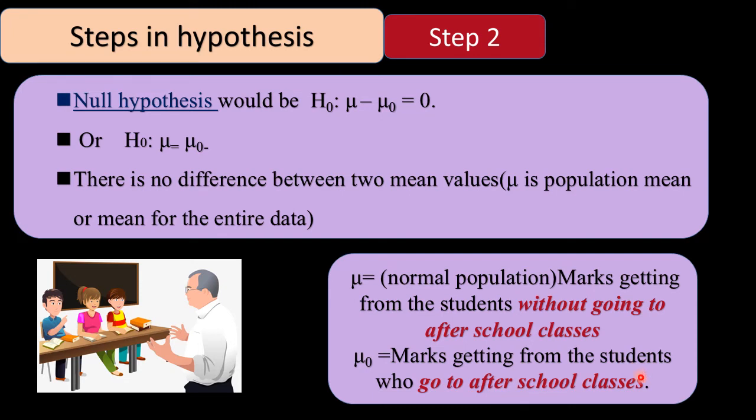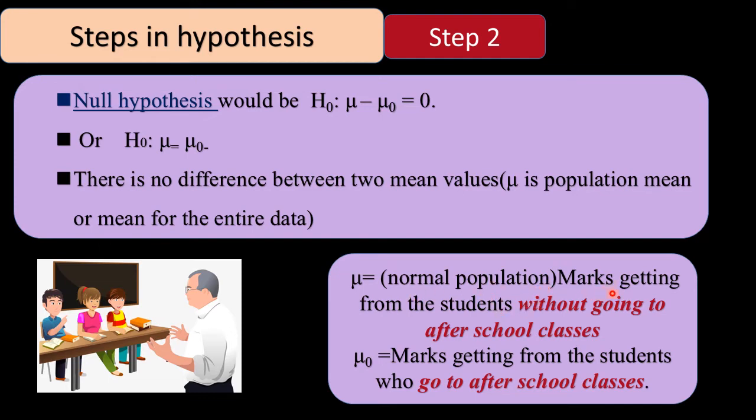Then we can check those after keeping the test, we are getting the marks. Then that is called mu naught, that is sample data. Then what are we doing ultimately? We are checking whether mu equals mu naught or mu not equal to mu naught. But in the null hypothesis, we expect mu equal to mu naught or otherwise.